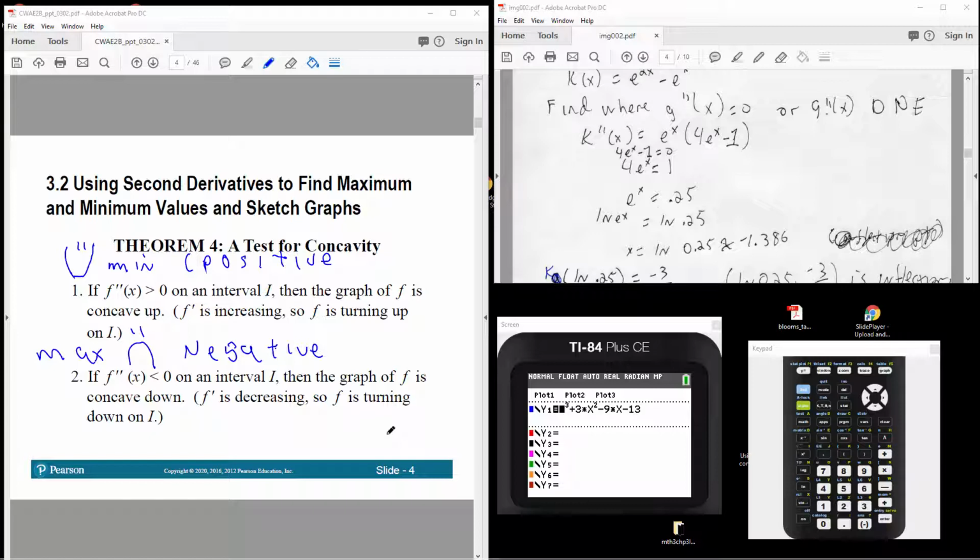If the second derivative is greater than 0, the interval is turning up, it's concave up. So it's positive there, so you have a happy smiley face. It shows a minimum. If the second derivative is negative on the interval, then it's going to be sad. So you have a maximum there, and it's turning down. So concave down.